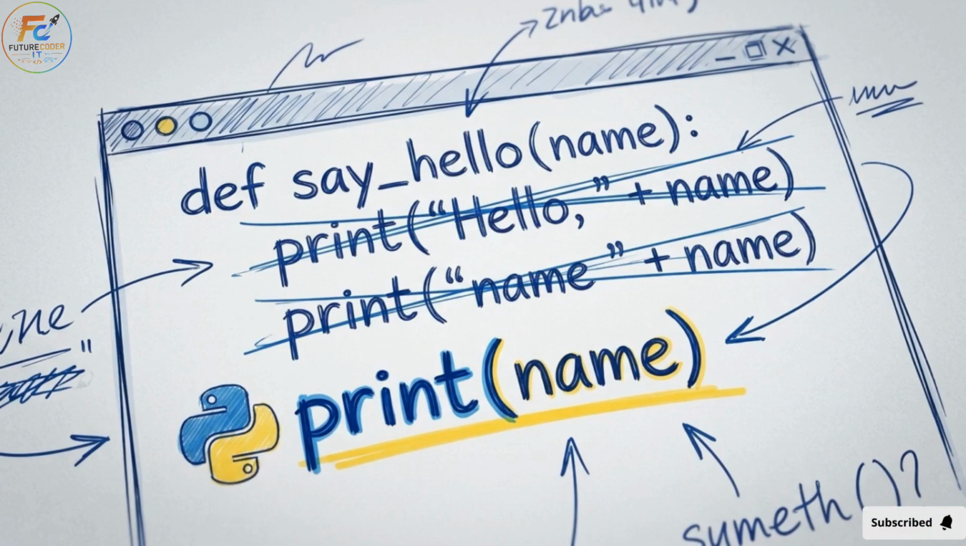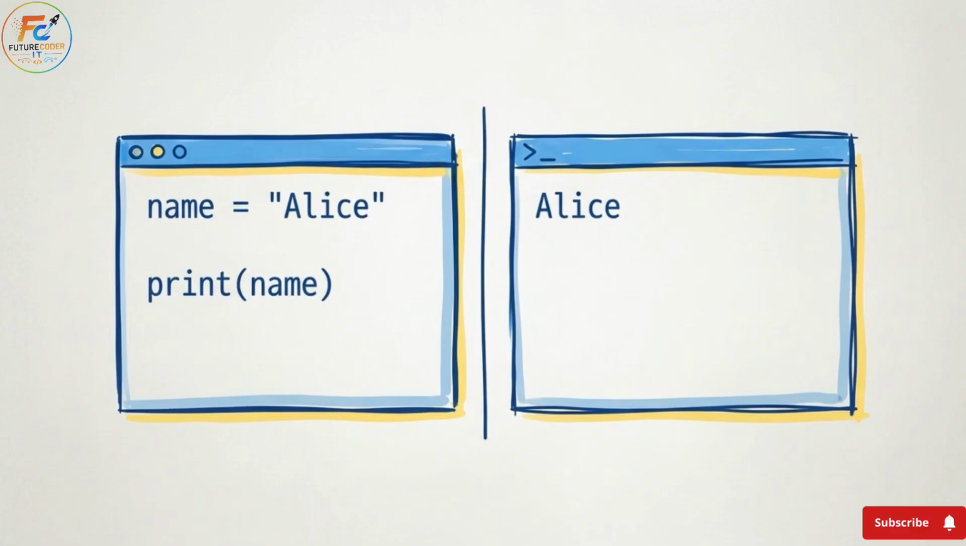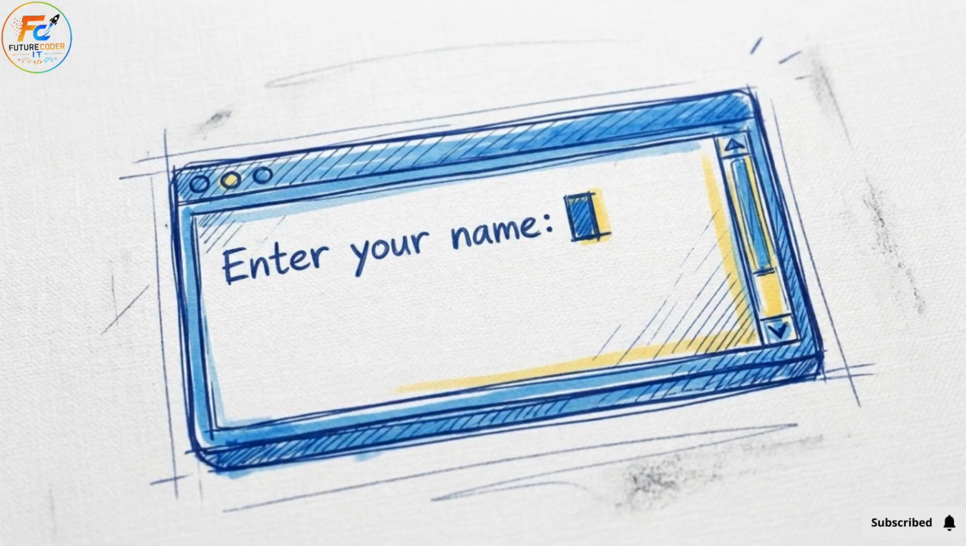Now, replace the hello world text in your print statement with our name variable, this time without the quotes. When you run it, the program looks inside the box and prints the contents. By separating the data from the instruction, we ensure our code will work no matter whose name is stored in that variable. Let's let the user type in their own data.